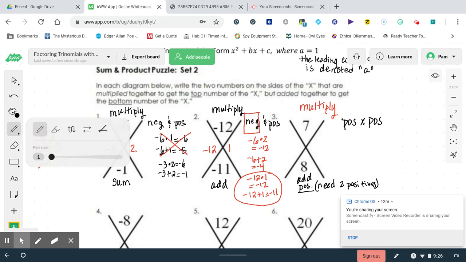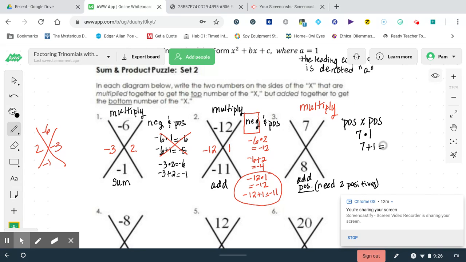All right, so let's go back and see what gives us a positive 7. It has to be a positive times a positive. So the only thing that gives you 7 is 7 times 1, and 7 plus 1 is 8. So it's 7 and 1.